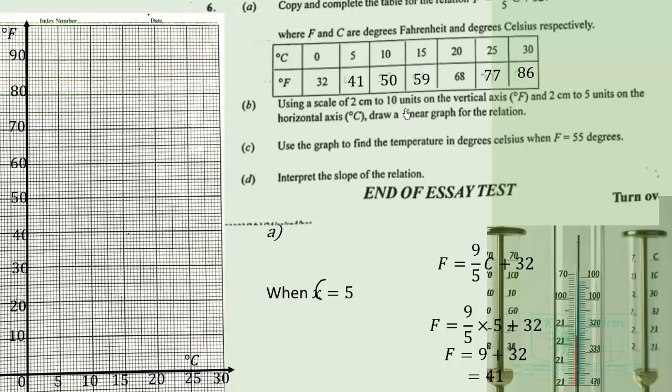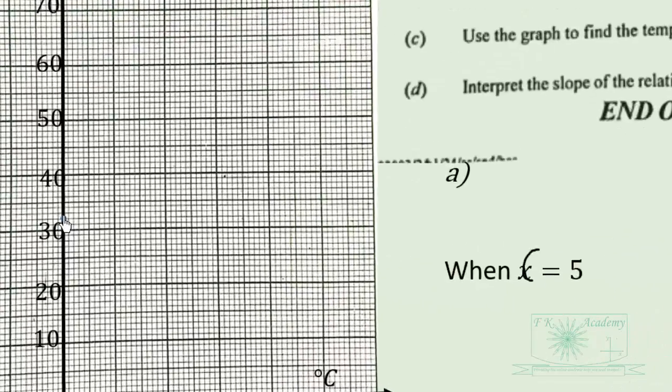So what do we do next? We are going to plot the points. We plot 0 and 32. So remember that each of the boxes here will be 1 unit because the interval is 10, and we have 10 smaller boxes. 10 over 10 is 1. So each of the boxes is 1. So 32, you count 2 boxes. So you are here. Then we have 5 and 41. Locate 41. This is 40. So count 1 box on top of 40.